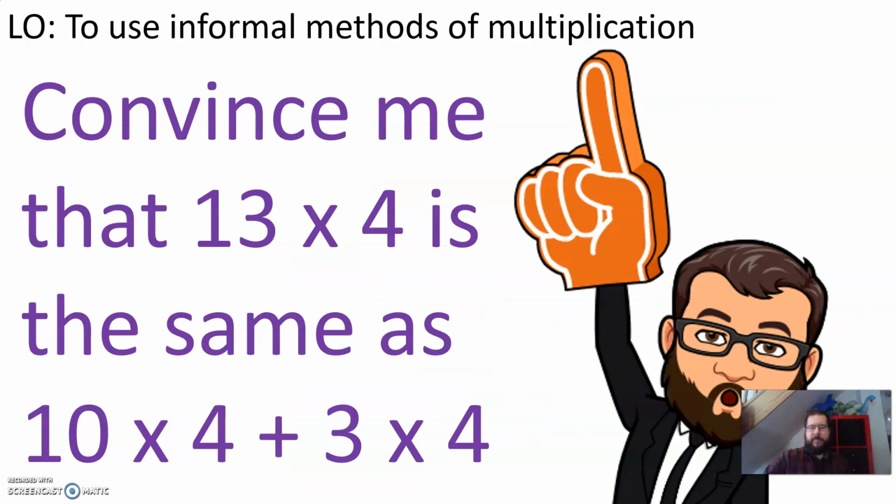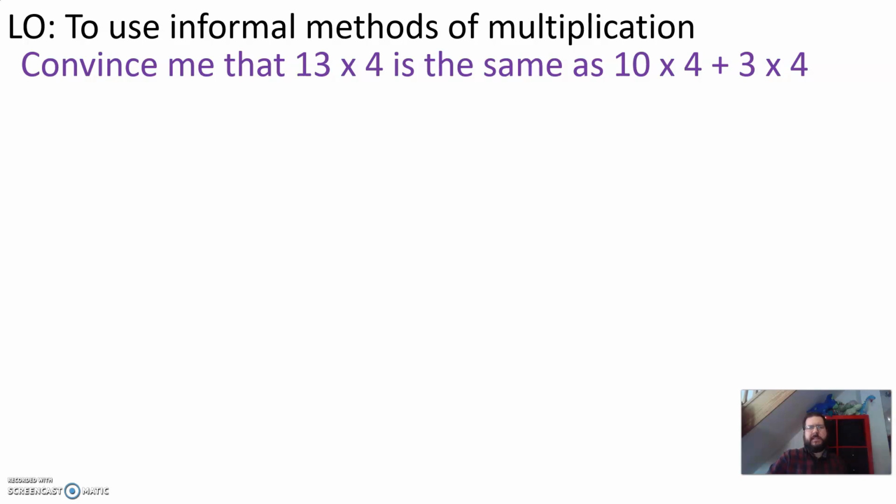Okay. I want to move on to this one. Convince me that 13 times 4 is the same as 10 times 4 plus 3 times 4. Okay, so remember, a convince me question is you've got to provide evidence. You can't just go, yes, it is. You have to give evidence, and there has to be more than one piece of evidence as to why it is correct. So, when I wanted to answer this question, the first thing I thought is I need to do at least 2 methods to see whether it is or isn't.